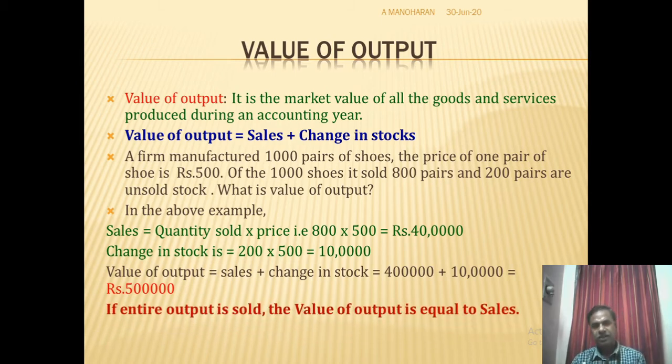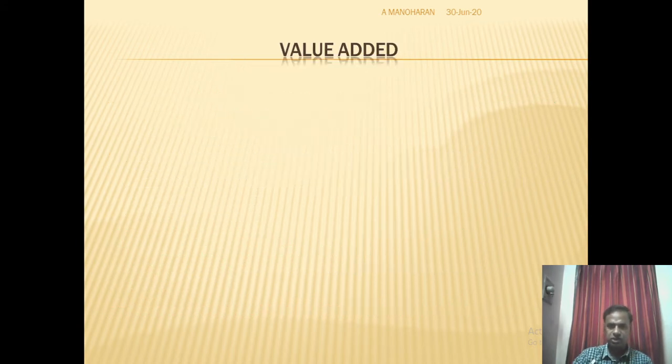Suppose the entire output is sold, imagine all the 1,000 pairs of shoes are sold, then the value of output would be equal to 5 lakhs. Otherwise, we have to find out the sales and the value of stock. So the value of output is equal to sales plus change in stocks.